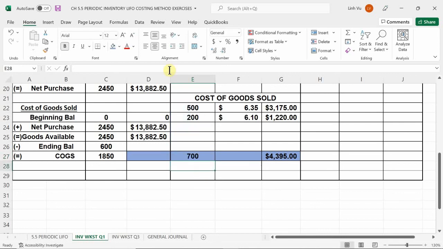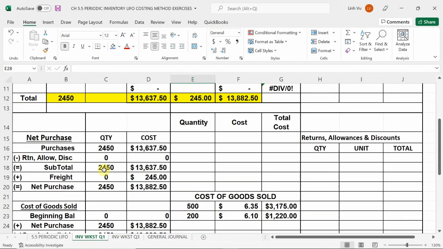So far, after selling that 500 and then that extra 200, I sold a total of 700 already. And it's already giving me a grand total of $4,395, because I used the formulas to add up my columns, okay? So I sold 700 units. I need to sell a grand total of 1,850. So how many more do I need to keep selling? 400. We need to keep going.